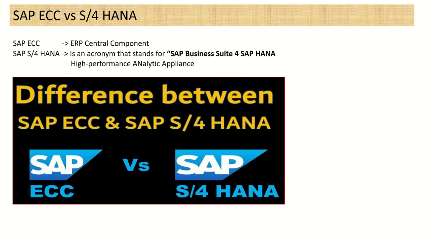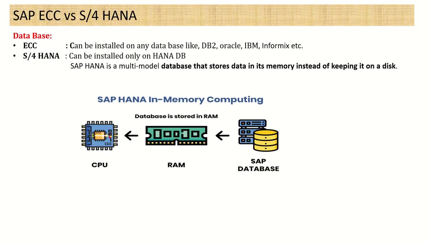So let's look at some of the major differences between ECC and the S4 HANA system. The very first difference is at the database level. ECC can be installed on any database like DB2, Oracle, IBM, Informix, etc.